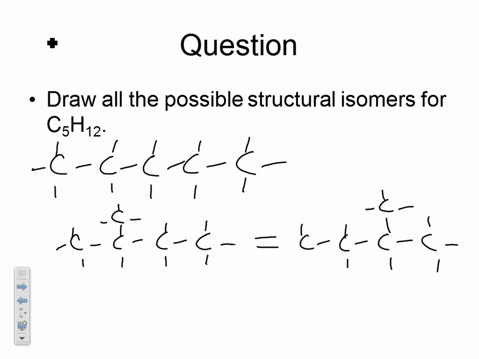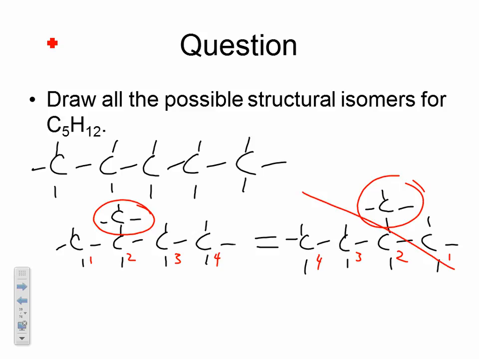But recall that for this carbon chain, I would number it 1, 2, 3, 4 so that the substituent is closest to the number 1 carbon. I number this carbon chain in the opposite direction, 1, 2, 3, 4, so that once again, the substituent is closest to the number 1 carbon. This is not a different isomer. This is exactly the same structure as this one. They are both 2-methylbutane, so this one over here does not count as an additional isomer. It is the exact same compound.